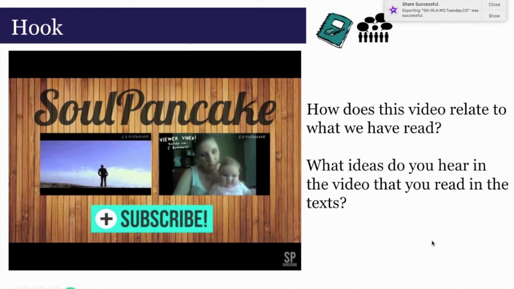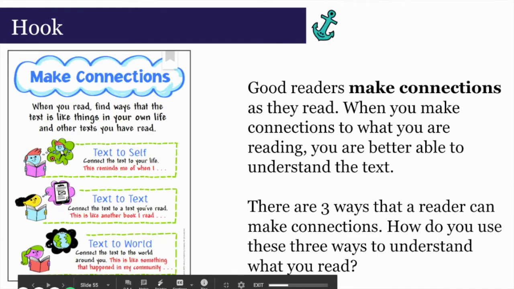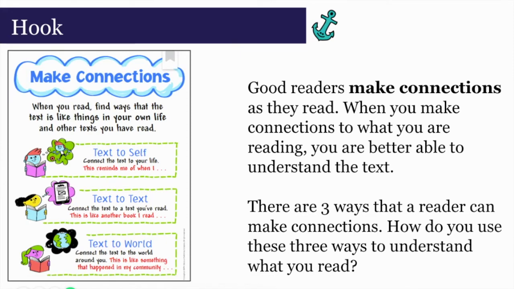It's okay to make mistakes. Not okay to stop. Good readers make connections as they read. When you make connections to what you are reading, you are better able to understand the text. There are 3 ways that a reader can make connections: text to self, text to text, and text to world. How do you use these 3 ways to understand what you read?